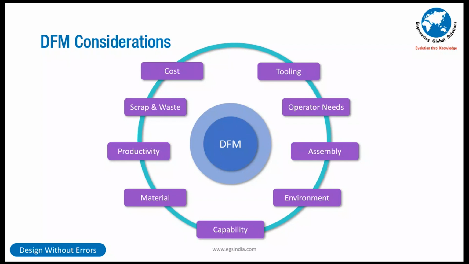Third one is productivity. Next one is material, capability, environment, assembly, operator needs, and tooling. These are all the 9 segments under which we would be looking at DFM with a sense of purpose. Now let us look at each one of them separately.